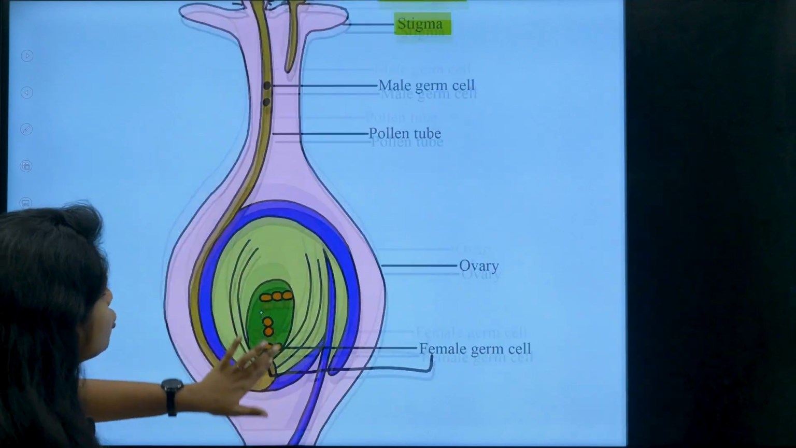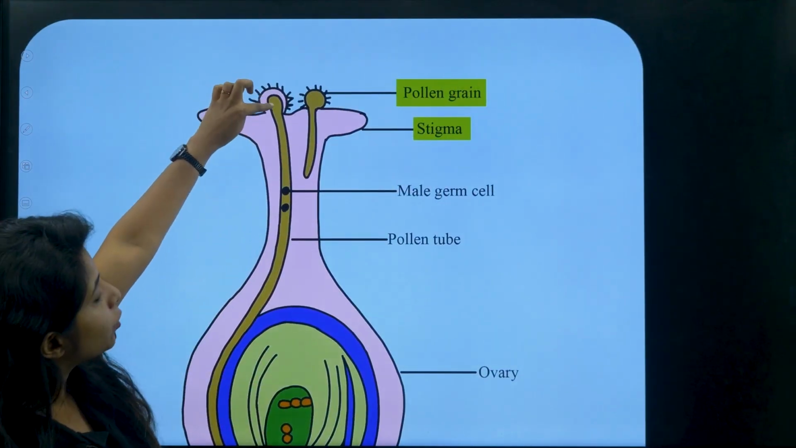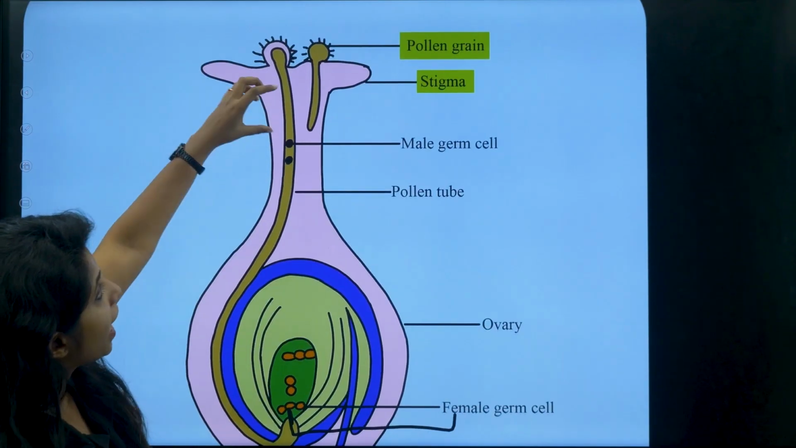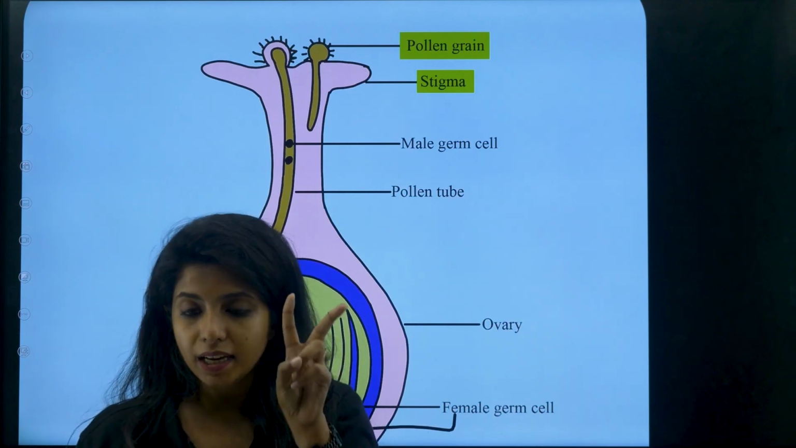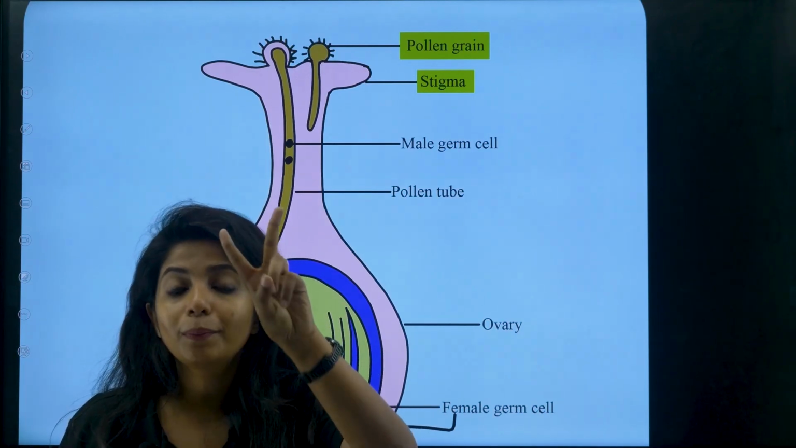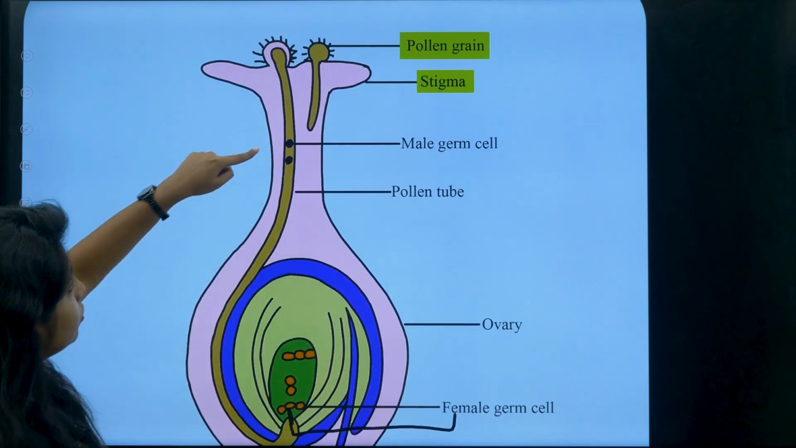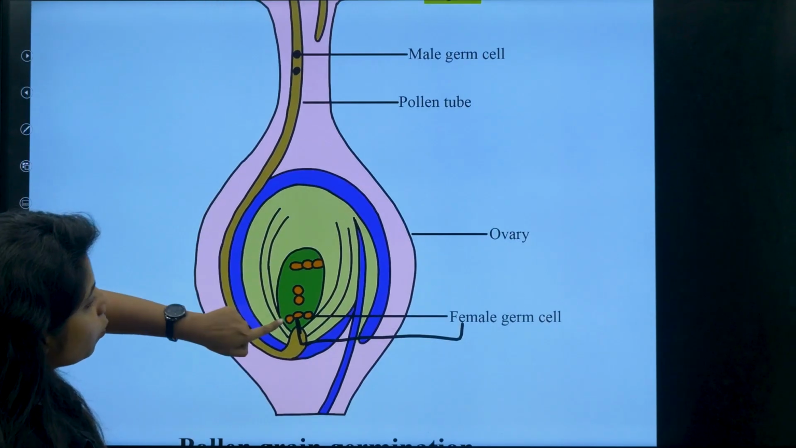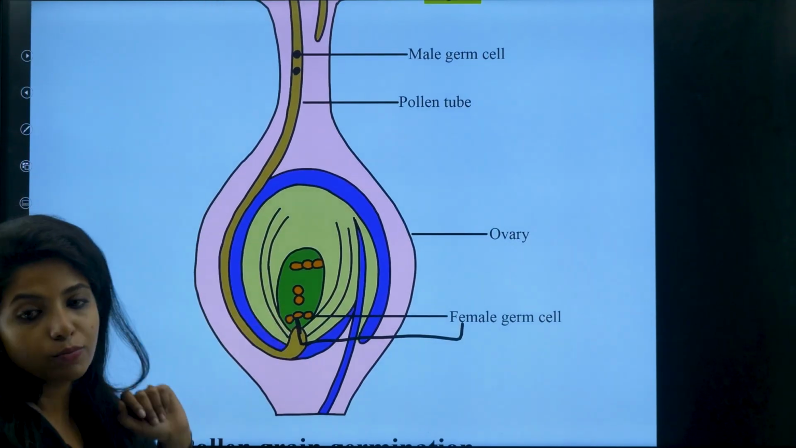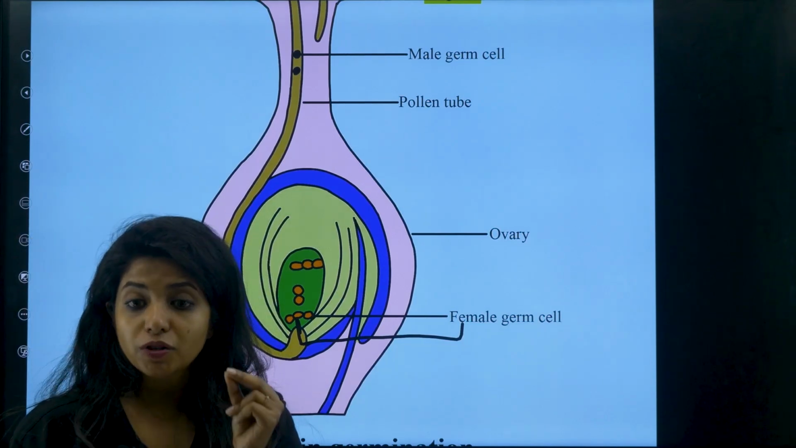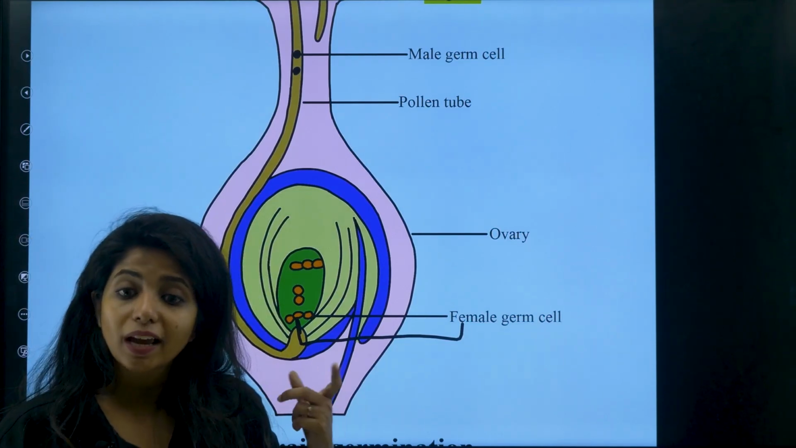So what happens in general, I tell you, a pollen grain lands over here and forms a pollen tube, and a pollen will be having two male gametes. What is it having? Two male gametes, please do not forget it. Two male gametes come, one fuses with the female germ cell, that is the female gamete, and this process is known as fertilization, where a zygote is formed.